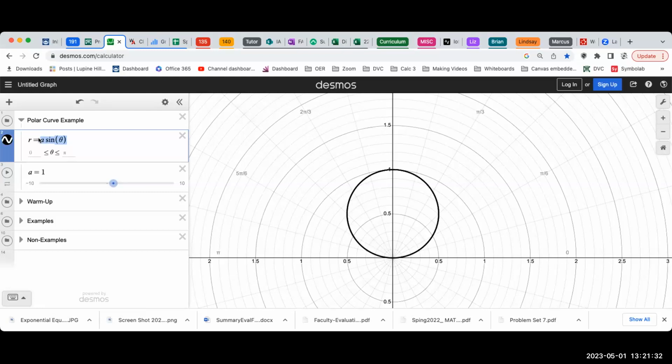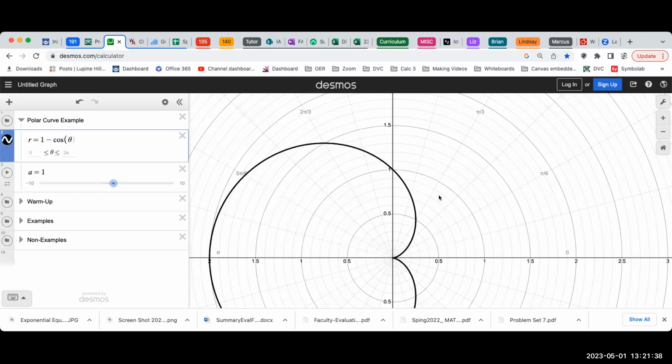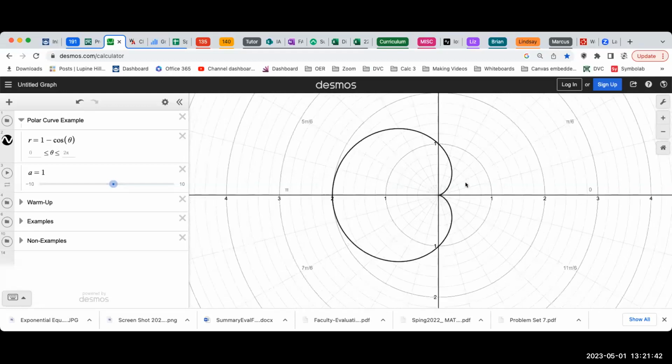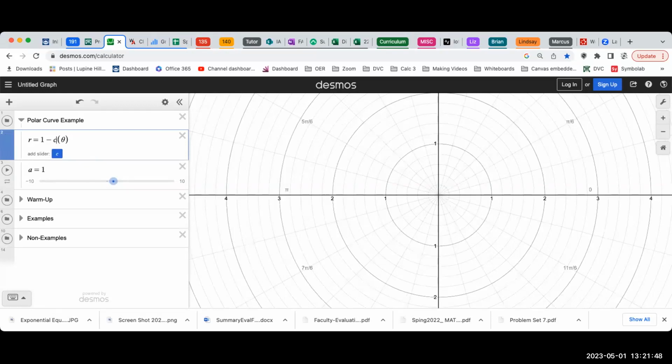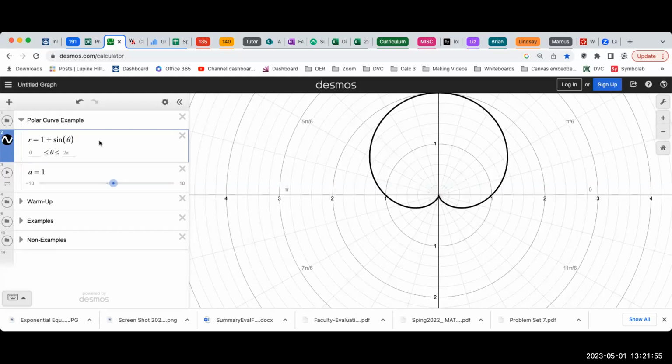Okay, let's check number 1. Number 1 is 1 minus cosine theta. There it is. Hopefully you got a shape that looks like that. Cardioid. Let's see what happens if I change it to sine. It's going to be inverted. What if I put plus instead? It goes on top. Okay.